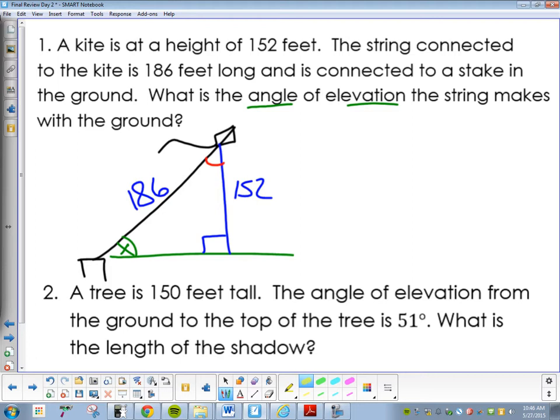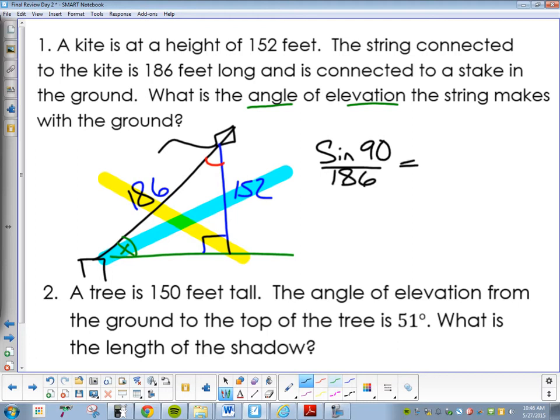Do I have partners on this problem? Do I know 2 things across from each other? I know those 2 things. I know 90 and 186. I would then use that to solve for the other set of partners, which in this case is X and 152. Okay? Remember how law of sines works. You take the sine of your angle over your kite length, or over the side, so 186 equals the sine of your angle in the other partnership over the height, which in this case is 152.